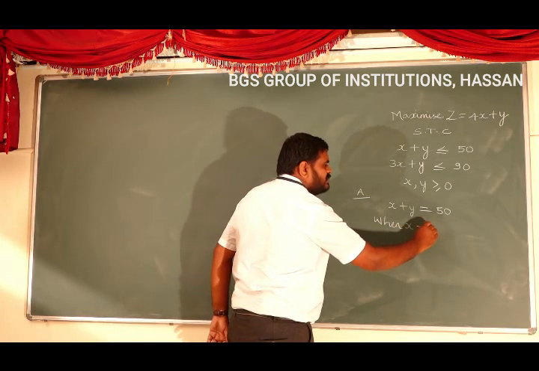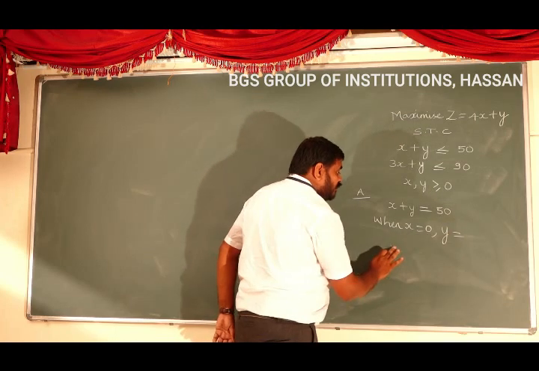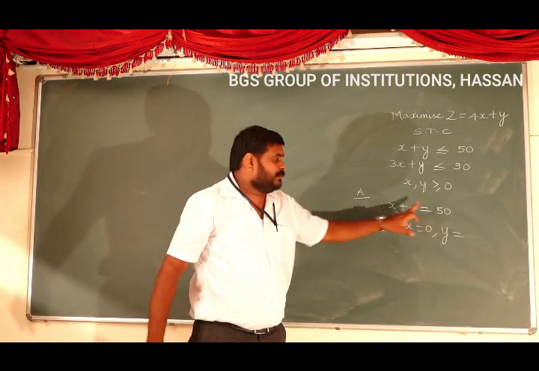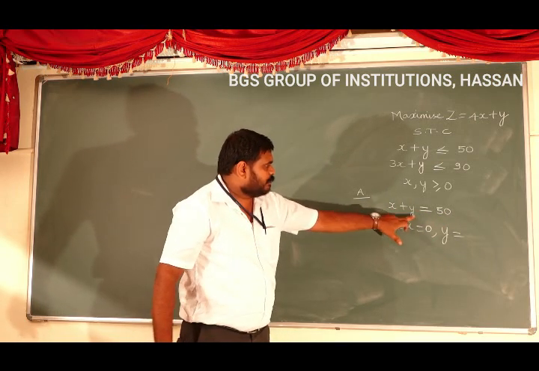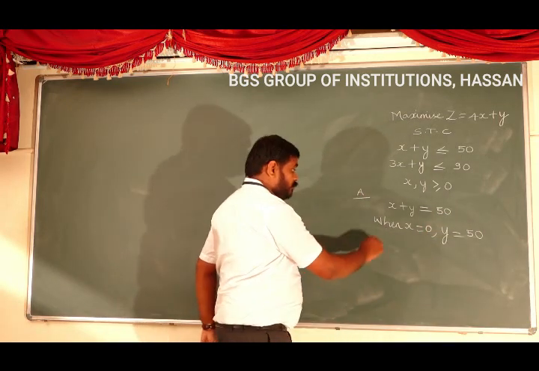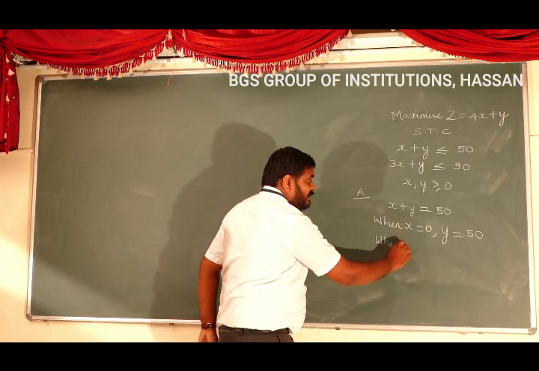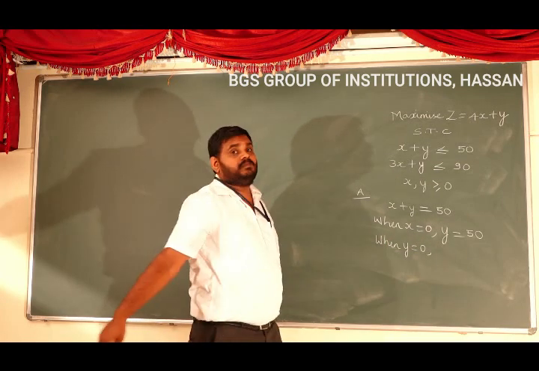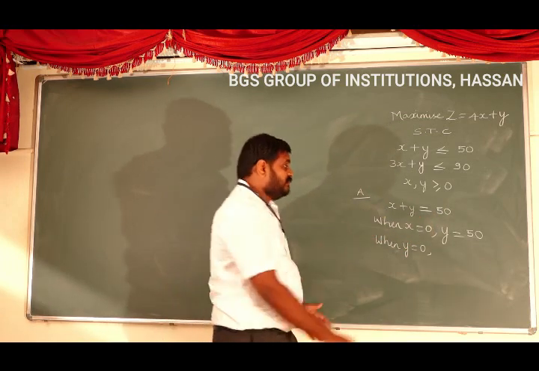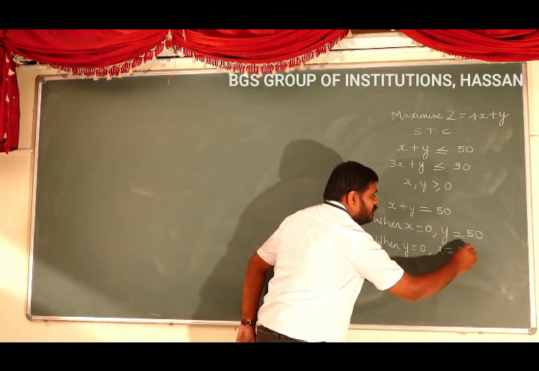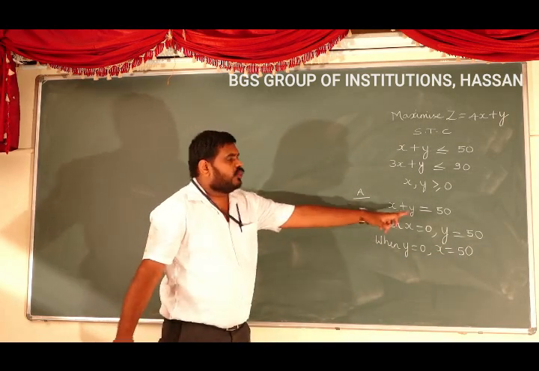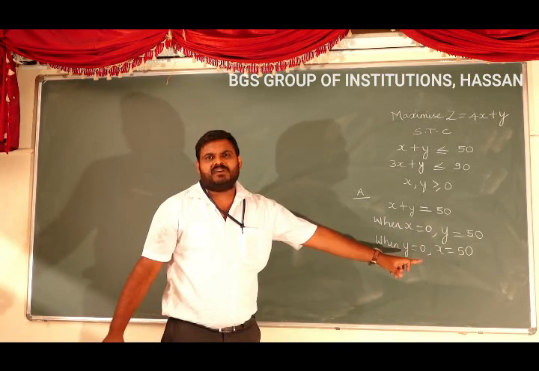Now, if I put the value of x to be 0, what will be the value of y? If I give x to be 0, y will obviously be 50, because if I substitute x as 0 here, 0 plus y is nothing but y, so y is equal to 50. Again, if I give y to be 0, what happens? x plus 0 is x, which means x is equal to 50. When x is equal to 0, I got the value of y. When y is equal to 0, I got the value of x.